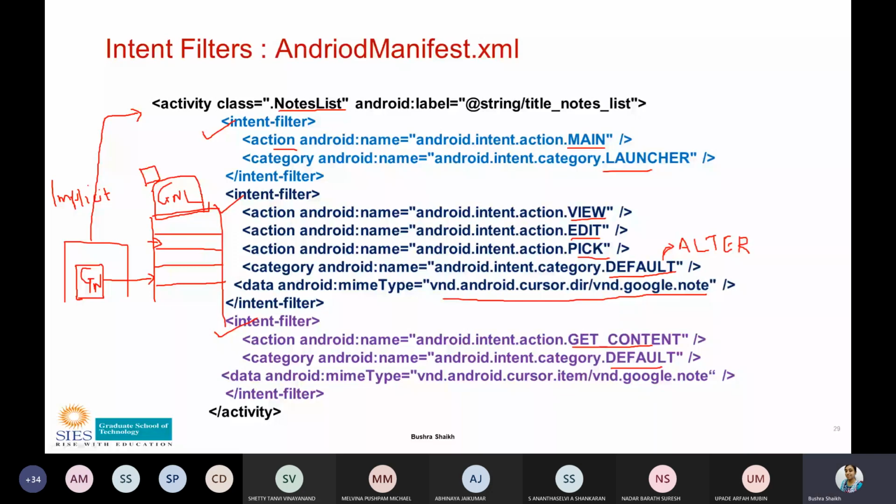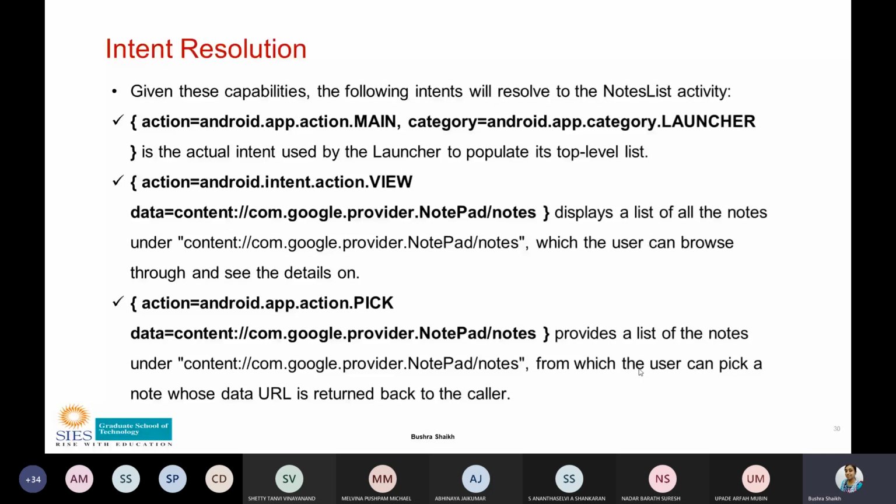Okay, let's go ahead. Here you can see the same capabilities being explained. When resolution takes place, these are the actual resolutions that will happen. When it sees the Android system action with main category launcher, it's the actual intent used by the launcher to populate its top level list. And when it is view and the data is any node's data, it will display all the nodes under this URI, which the user can browse through and see.